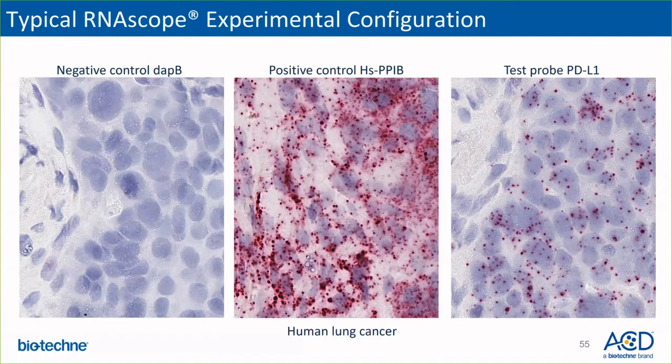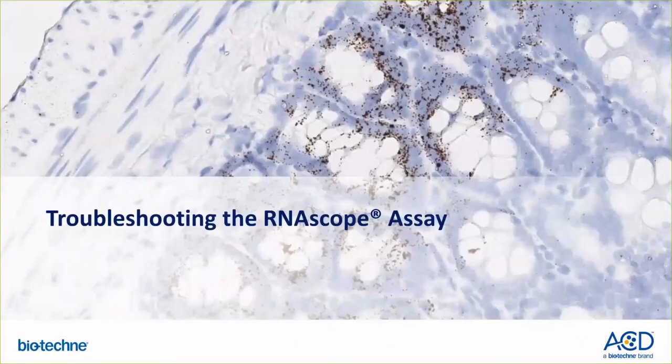The controls show us that the RNA quality is good throughout the tissue sample and that there is very little to no background. And hence, we can be confident that the localized pattern of the expression is as we would expect. Now let's review some of the troubleshooting examples and the results after performing the optimization steps on these samples.